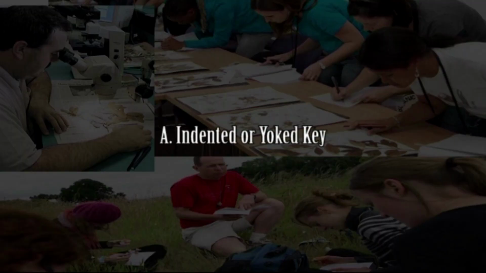Indented or yoked key. This is one of the most commonly used keys in most of the floras and manuals. In this type of key, the subordinate couplets are indented below the primary one at a fixed distance from the margin, the distance increasing with each subordinate couplet. Such arrangement is very useful in small keys, especially those appearing on a single page, but is not feasible when keys run to several pages, where parallel or bracketed keys are more advantageous.